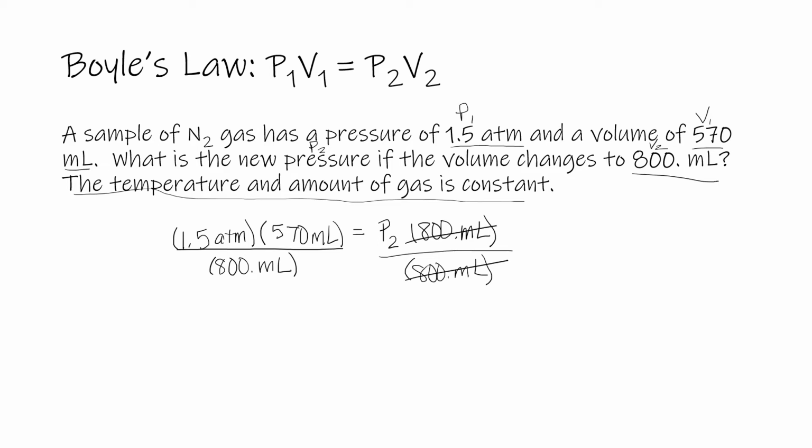That crosses that out. Our milliliters cancel. So now we can plug that into our calculator: 1.5 times 570 divided by 800 gives us, rounding to two significant figures, a new pressure of 1.1 atmospheres.